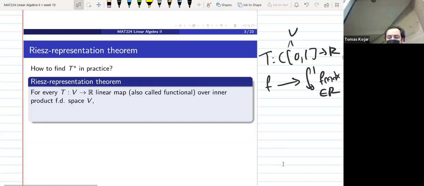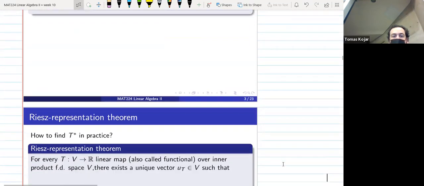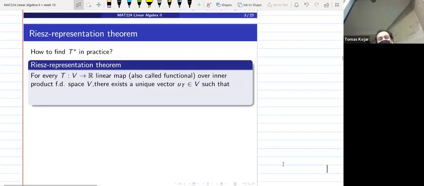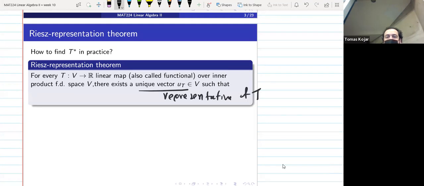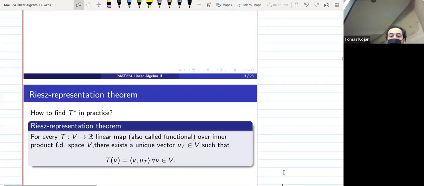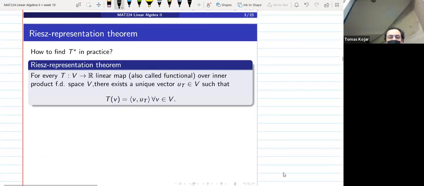So this is the context we're talking about. This is not V to V, this is V to R. So this is not linear algebra, this is more like functional analysis. And for these maps, you can find a unique representative, hence the name representation. This is called the representative U_T, so that you can write this formula: T(V) is equal to the inner product of V and U_T.